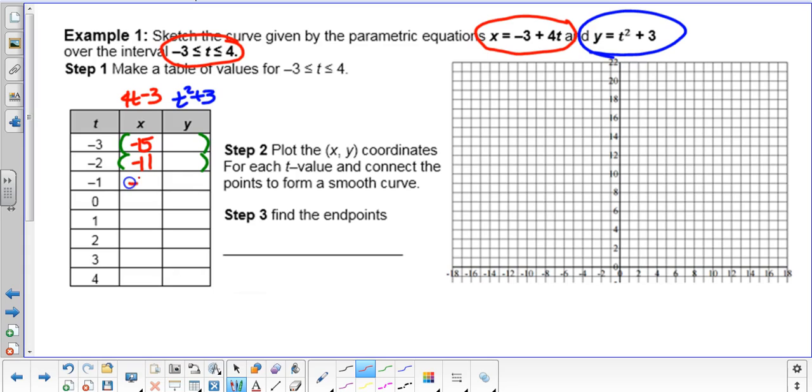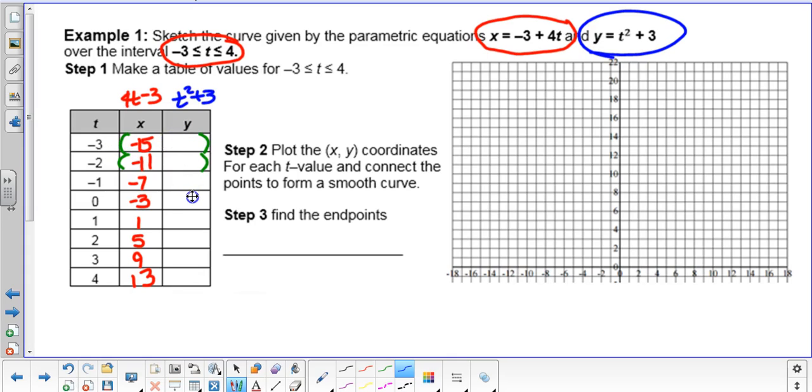-11, then -7, 4 times 0 minus 3 is -3. 4 minus 3 is 1. 8 minus 3 is 5. 12 minus 3 is 9. 16 minus 3 is 13. Did I do those right? Okay. Do I have ordered pairs I can plot? Not yet, because I only have x's.